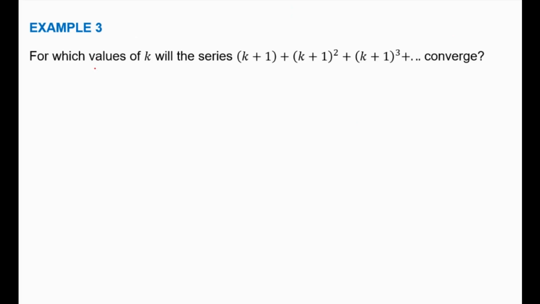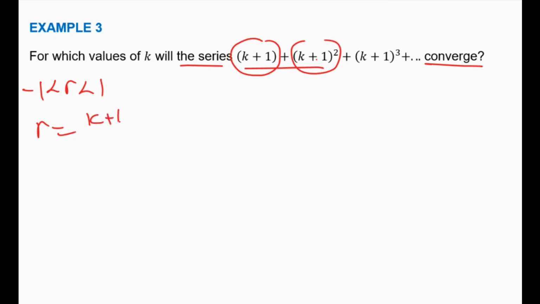Example 3. For which values of k will this series converge? When does a series converge? A geometric series will converge if R is between -1 and 1. So what is R for this series? T2 divided by T1. k plus 1 squared divided by k plus 1 is equal to k plus 1. So R is k plus 1.